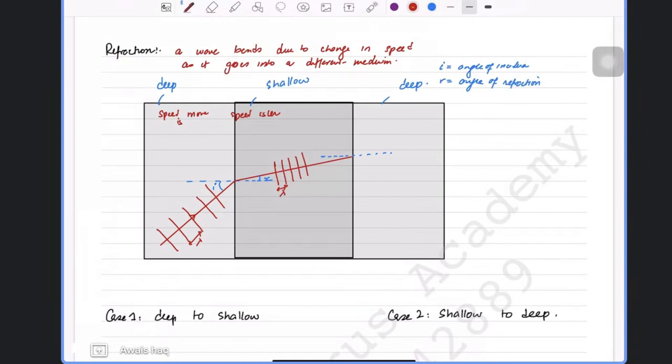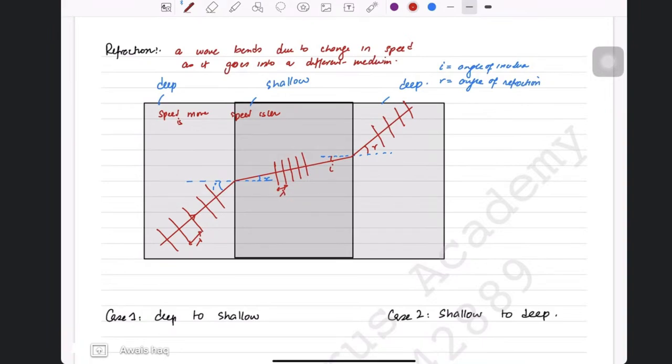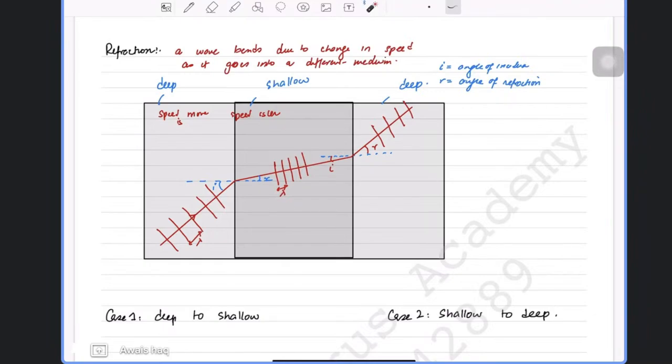This time, this would be I, and when it bends, it basically bends away from the normal. And now this will be R, and now you got to make wavefronts like before. Is it clear, everyone? Yes, so frequency remains constant. Yes, exactly. Frequency remains constant. Now, let's talk about that. So now there are two cases right now. One is this case where we're talking about deep to shallow, and the other case is from shallow to deep. So we're going to learn that.